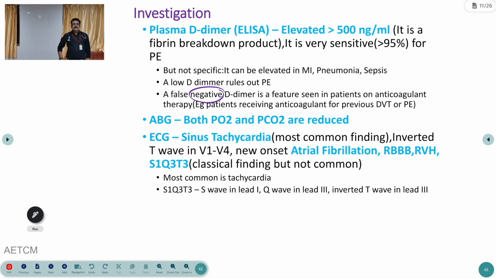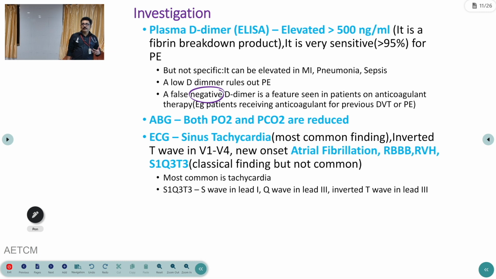ABG, there will be tachypnea, so carbon dioxide washout can be there, so CO2 will be reduced. Because of the pulmonary embolism, by the mechanism we have seen previously, oxygenation is reduced, so you can get low oxygen also. So, both PO2 and PCO2 initially will be low.